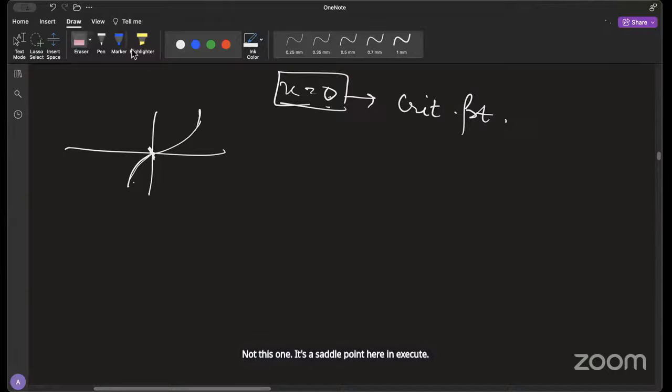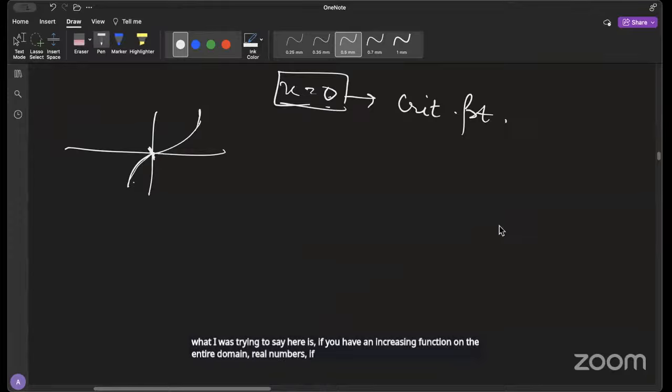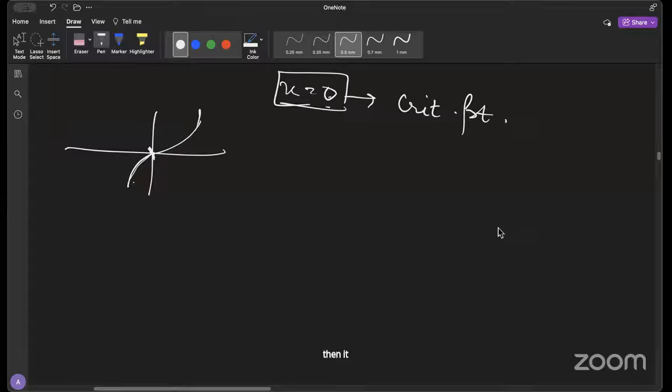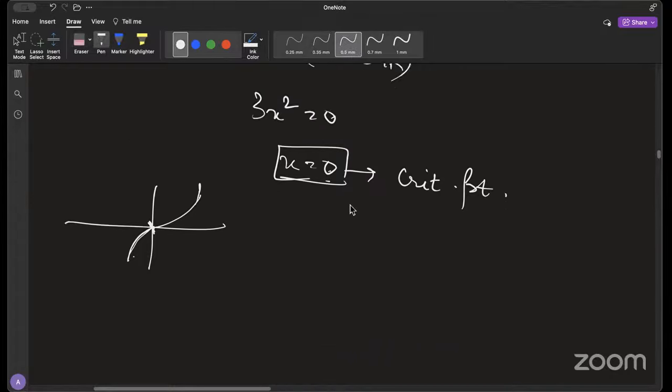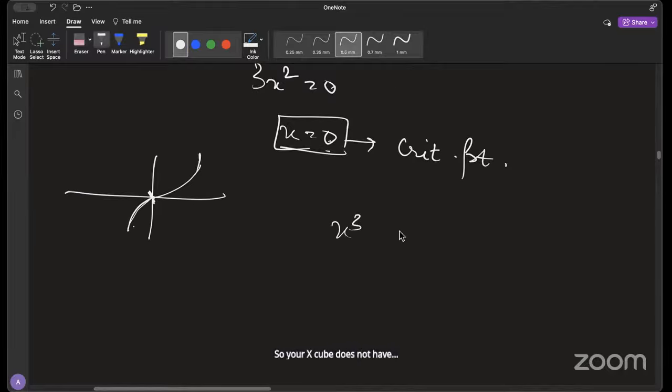What I was trying to say here is if you have an increasing function on the entire domain of real numbers, then it cannot have a local maxima or a local minima because it keeps increasing. For a local maxima or a local minima, you need one interval where you can have a maximum value around that point. That's not possible in the case of an increasing or decreasing function. So your x cube has no local maxima or minima.